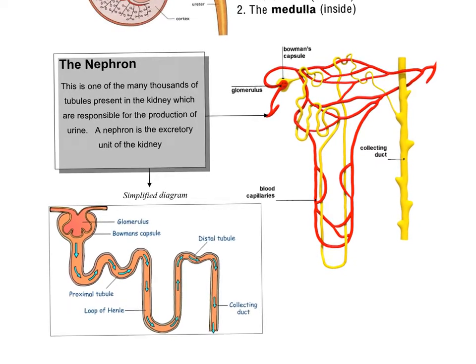So, frequently referred to as the functional unit is the nephron. Very complicated twisty bit with associated blood vessels. It's just a tube. It links into another big tube, and lots of them come in. It's like a drain pipe called the collecting duct. But we're going to look at a simple diagram and break it up into its component parts.